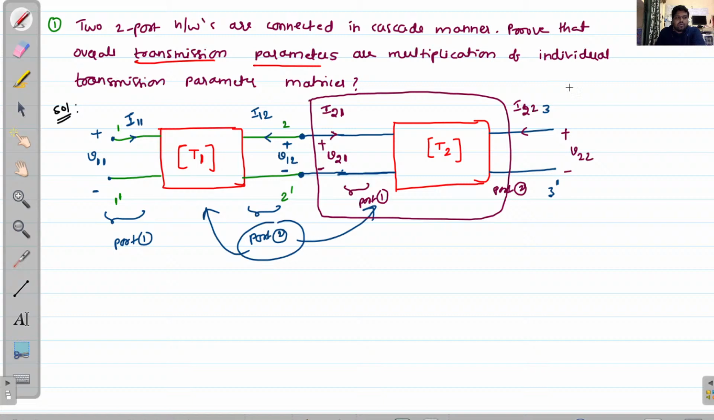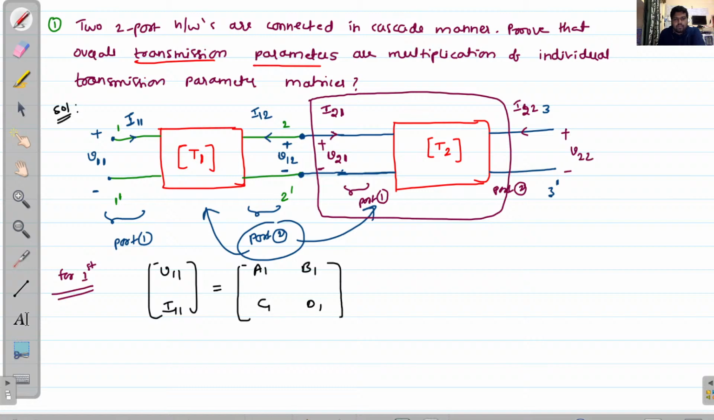Now you can take the first two-port network. You can take V11 and I11. For this, you can write the transmission matrix, that means the transmission parameters A1, B1, C1, D1, into the variables V12 and minus I12. This is your transmission parameter equation for the first two-port network.